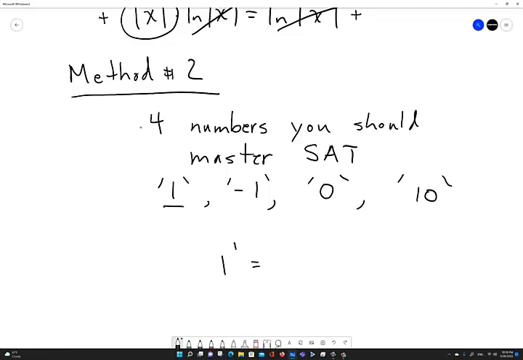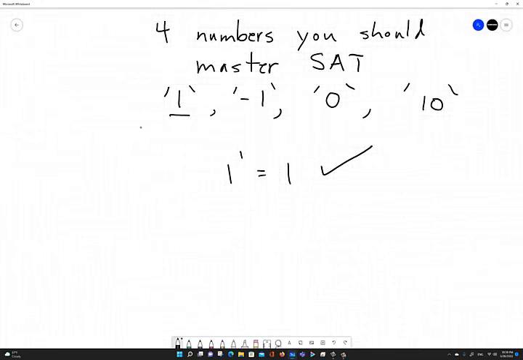1 powered by 1 equals 1. That checks out. Then let's plug in -1, which is -1 powered by -1, which also equals -1. That also checks out. And obviously 0 would be the next number to test.